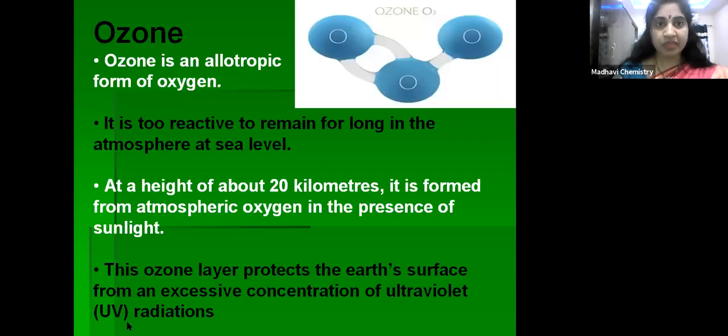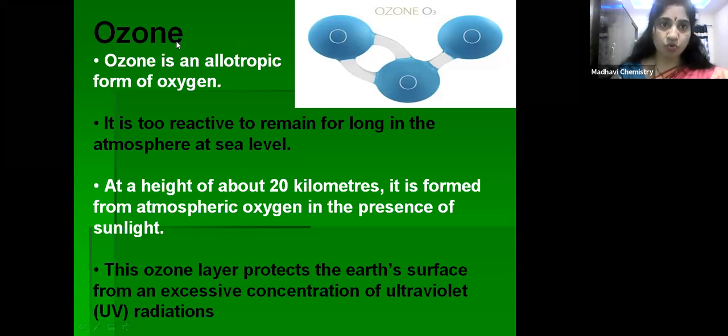Right, children? Next, coming to ozone. You know that this is an allotropic form of oxygen. You know, children, what is allotropy? Existing of an element in more than one physical form is called allotropy. Ozone is one of the allotropic forms of oxygen. What is the formula of ozone? O3. So dioxygen and O3. Oxygen exists as ozone and dioxygen.